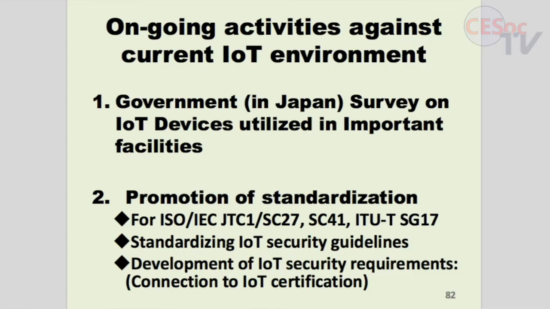One activity is connected to government activity. The government in Japan surveys IoT devices utilized in important facilities. And second, cooperating with the government ministry in Japan, we promote standardization for ISO SC27, standardization of an IoT security guideline, and develop IoT security requirements, maybe connecting to IoT device certification.